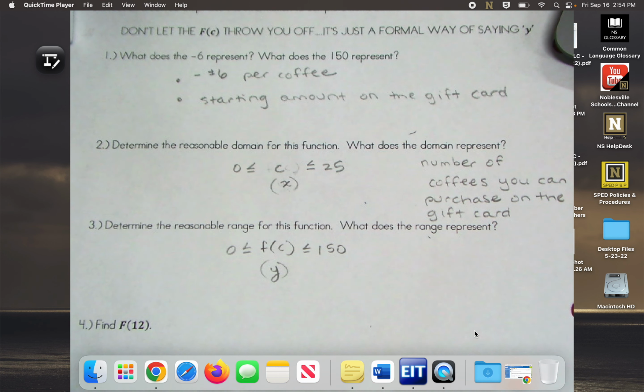Okay, so it can be between 0 and 150. Money left on the gift card, right? So then what would a function of 12 be? Where am I going to put that 12? It's going to be the x value, which is also our c value, right? So the function of 12 equals negative 6 times 12 plus the 150 I start with. And that is the amount left on the gift card, $78.